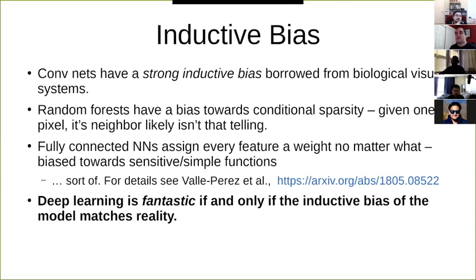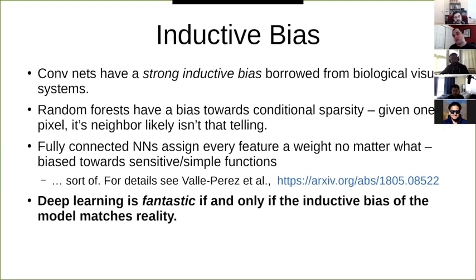Fully connected neural networks, of course, also have an inductive bias. They assign every feature a weight, no matter what, which means that at each stage through the neural network, you're doing a dense matrix multiply. This bias is towards sensitive or very simple functions of your input. Not very good for image classification, which is not a sensitive task, right? If I give you a picture of a 3 and I tweak 1 pixel, it's still going to be a 3, right? So the moral here is that deep learning is fantastic.